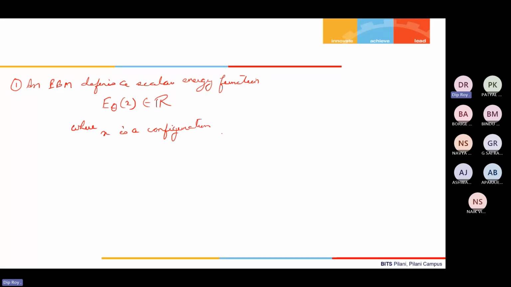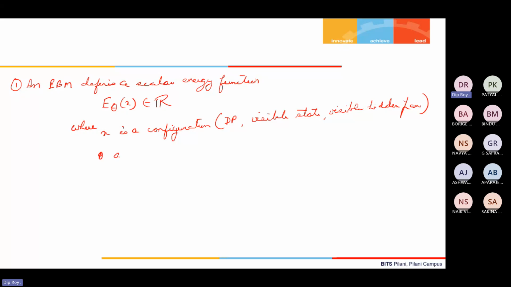X can be anything. It can be a data point. It can be a visible state. It can be a visible-hidden pair, like we saw in the Ising model, etc. And theta are the model parameters.